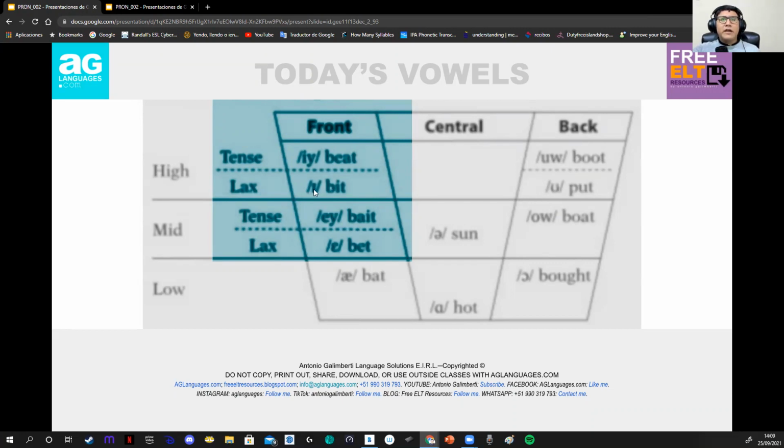Then we have a diphthong, the combination of 2 vowels. And it is tense. You can feel it in your cheeks. That's why we call it tense. And then, which is a mid, lax, front vowel, all right?